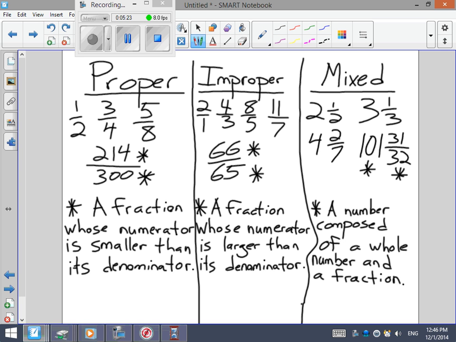So, now that we know what we're talking about with different kinds of fractions, we're going to talk about how we can use these a little bit. If you notice, improper and mixed are kind of similar. They can mean the same thing. Those are two ways to write the same number. So I'm going to show you how to switch between those.